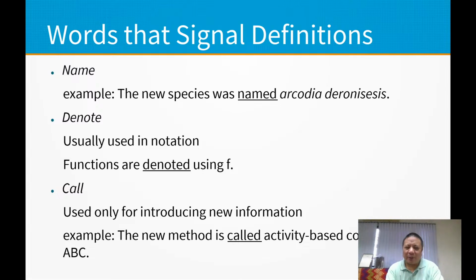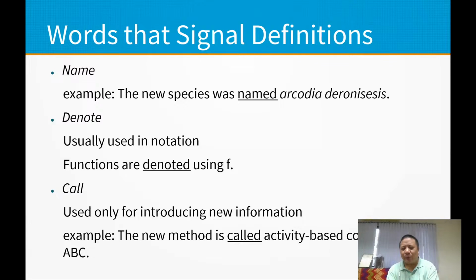Okay, let's talk about words that signal definitions. One word that signals definition is the word name. For example, the new species was named Archonicensis. So the word name there signals the definition. Denote could also be a word that signals a definition. It's usually used in notation. So, for example, functions are denoted using F. Okay, so that's how you use the word denote to signal definition.